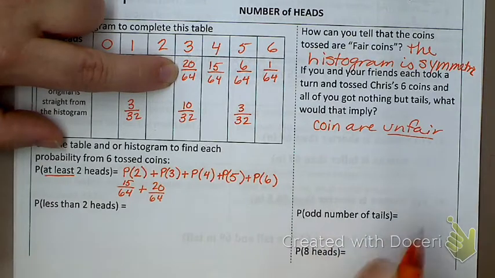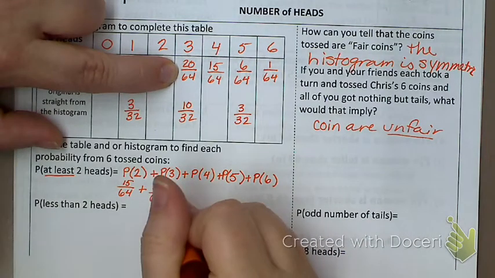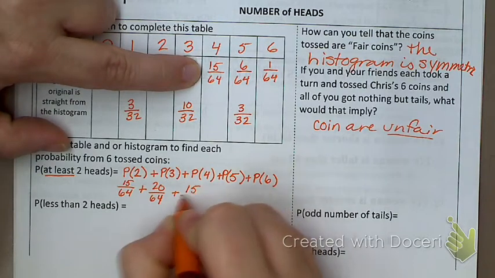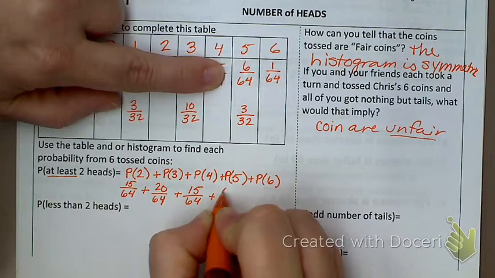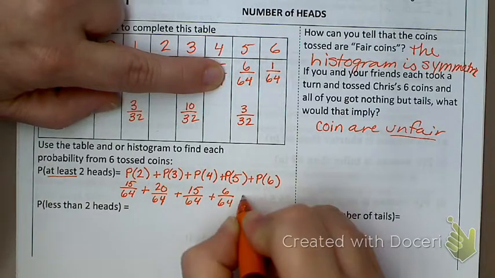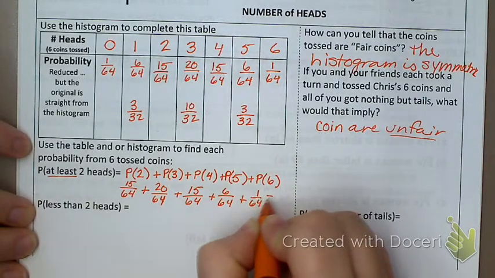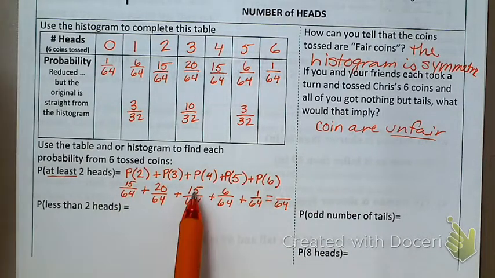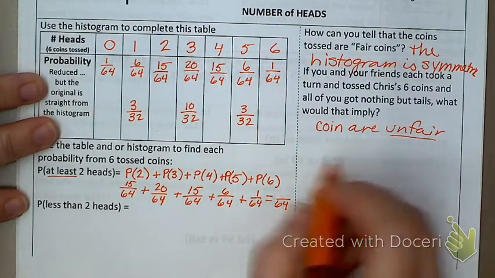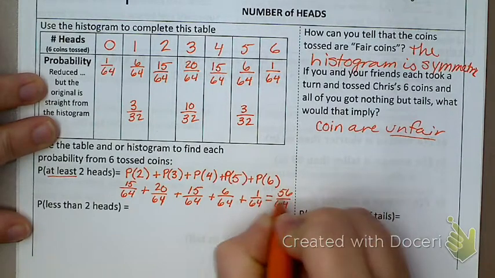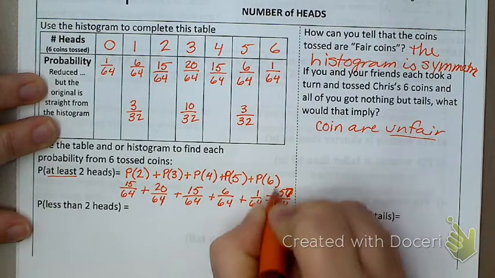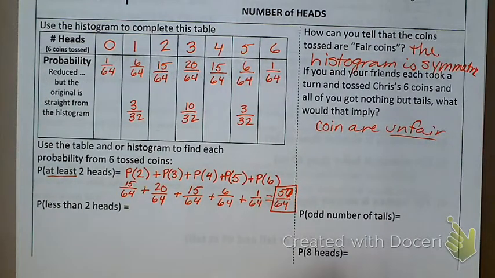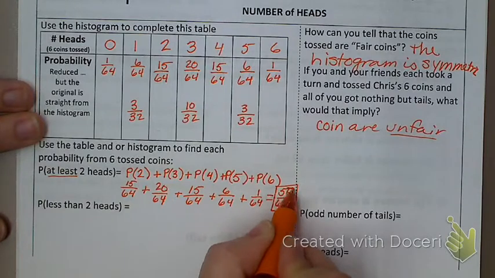Why am I using the not reduced form? Because they all have the same denominator. Probability of flipping 4, 15/64. 5 would be 6/64, and 6 would be 1/64. And if I add all those together, get 64 as the denominator. 15 plus 20 plus 15 is 57/64. Oops, sorry, 57, not 56. And that doesn't reduce, so that's my probability right there. 57/64, that's a 7. Okay.